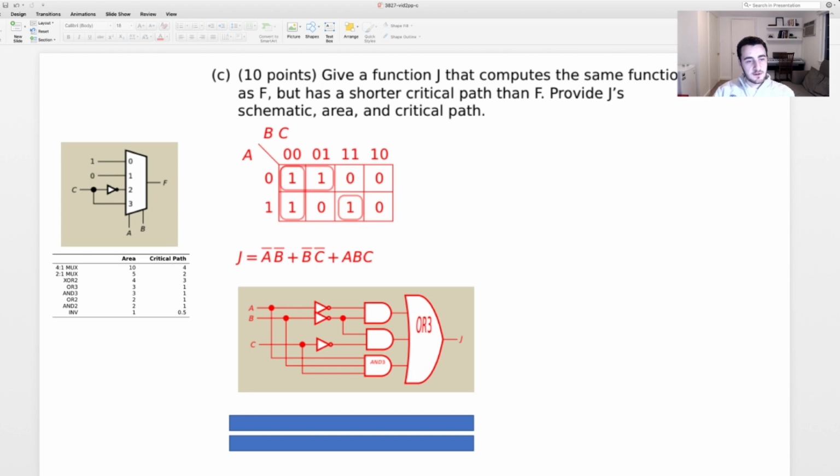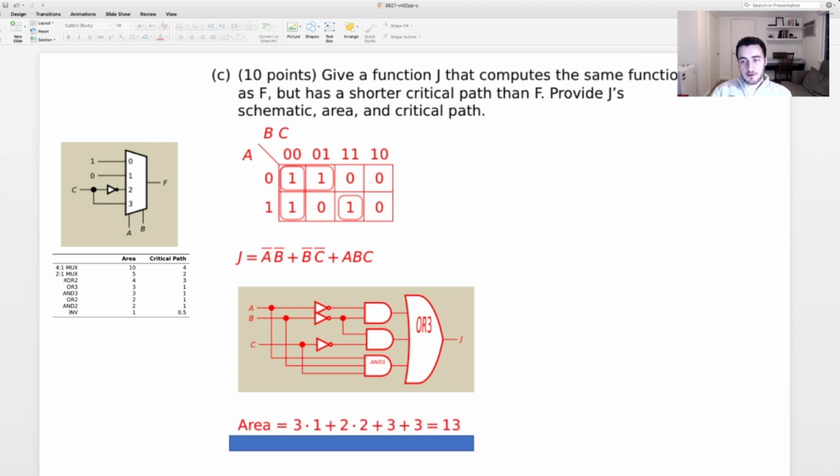And from here we need to compute the area of this circuit and then the critical path. So the area would just, again, be the sum of the components. Even though a 3-input OR gate looks really big, it actually only has an area of 3. So we add 3 plus 3 for the 3-input AND gate, plus 2 for the 2-input AND gates. So right now we are at 10 because 3 plus 3 plus 2 plus 2 is equal to 10. And then we have 3 inverters, so we add 3 times 1 to that, and we have a total area of 13.